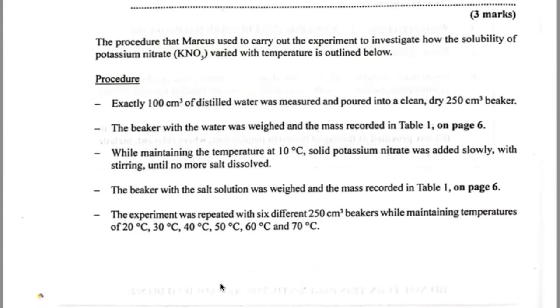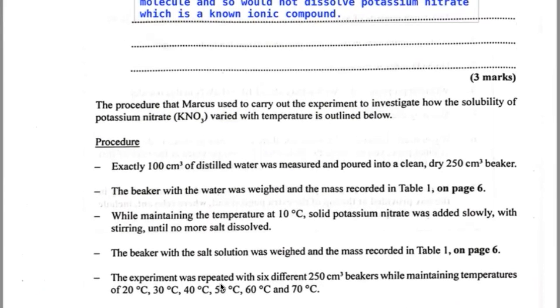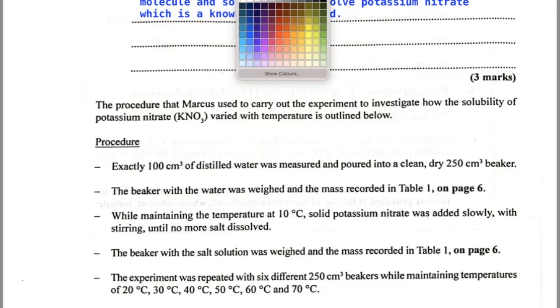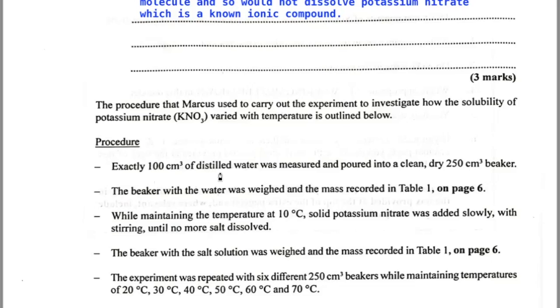Let us read this carefully. We don't want to miss anything. We need to interpret what the question is asking us. Now, the procedure that Marcus used to carry out the experiment to investigate how the solubility of potassium nitrate varied with temperature is outlined below. So exactly 100 cm cube of distilled water was measured. Please note we're speaking in reported speech because we're referring to something that has already happened. So exactly 100 cm cube of distilled water was measured and poured into a clean, dry 250 cm cube beaker. The beaker with the water was weighed.